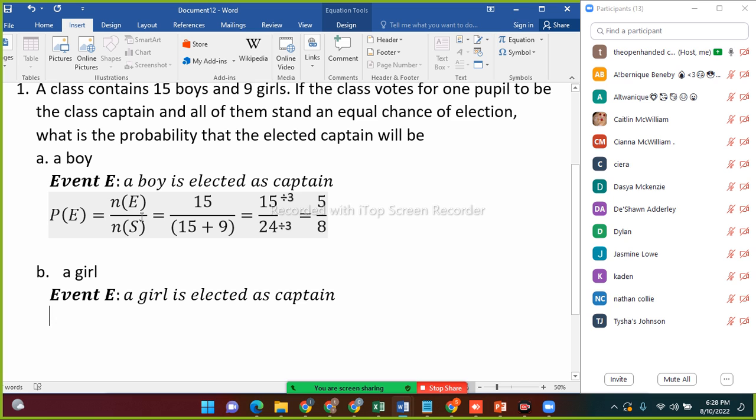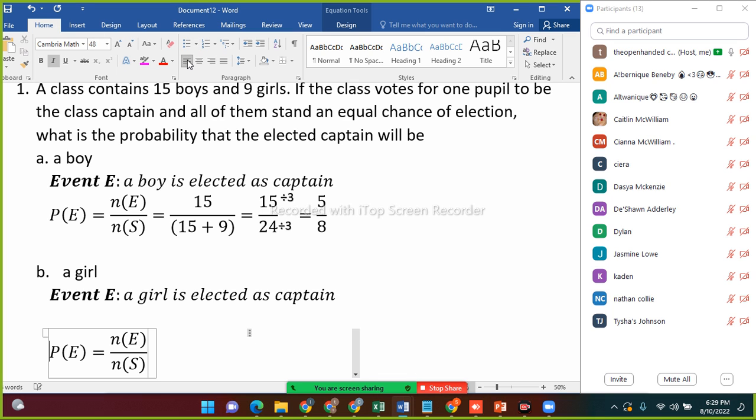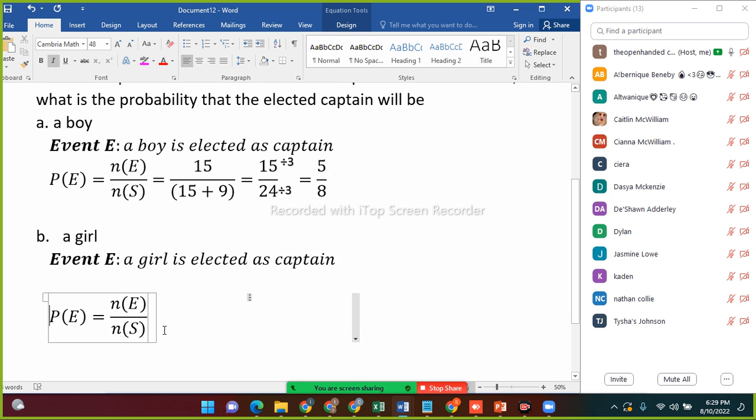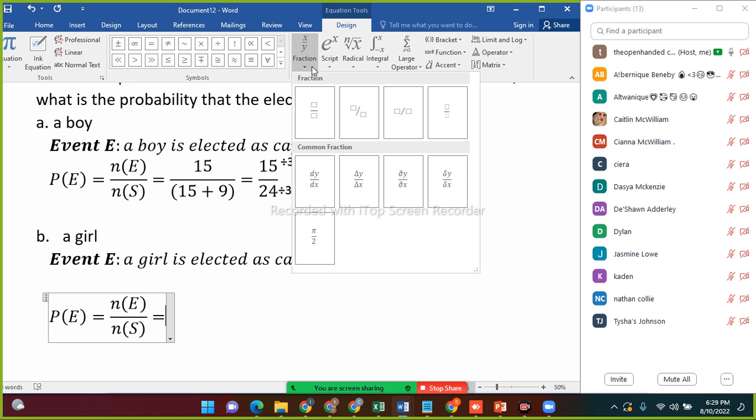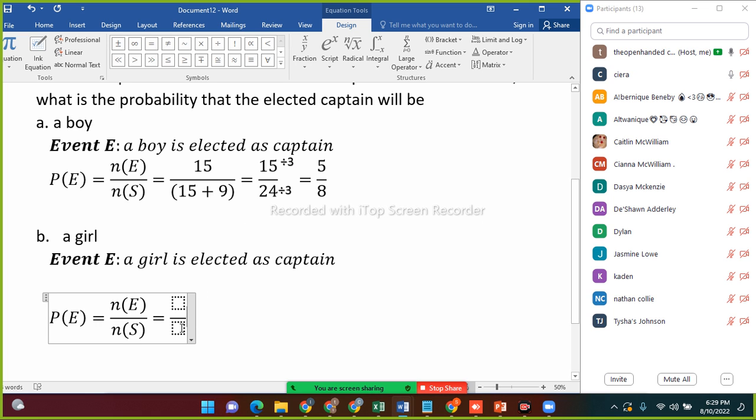So we want the probability that a girl is elected as captain. So the probability of the event is going to be the number of elements in my event divided by the number of elements in my sample space. Sierra, how many elements are in my sample space? 24. 24.